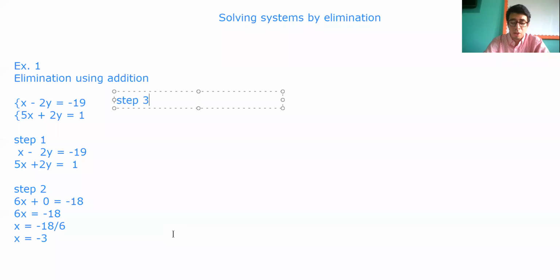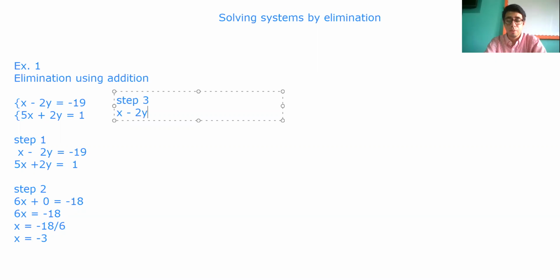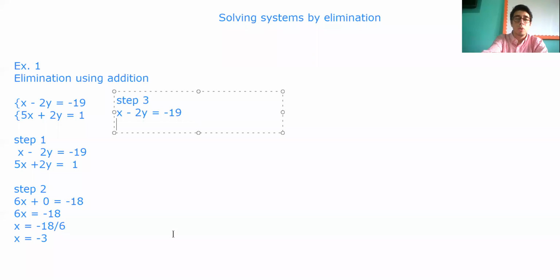So write one of the original equations. This is x minus 2y equal negative 19. And we replace for x. X is negative 3, so negative 3 minus 2 times y. In this case, remember, I already have the value for x, so I'm going to use this to find the value of y. So negative 3 minus 2y equal negative 19.